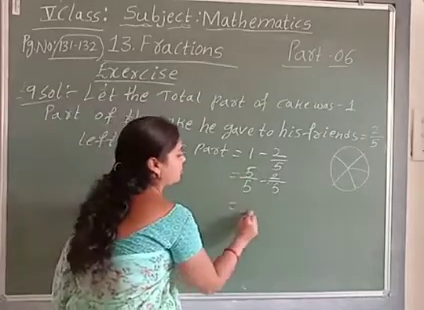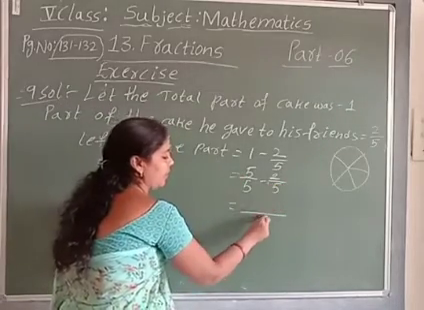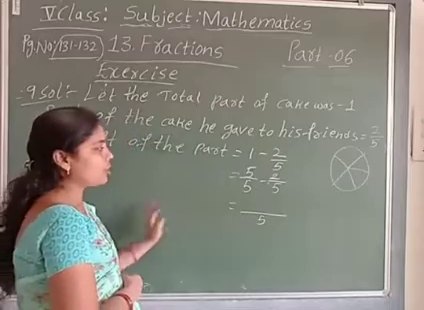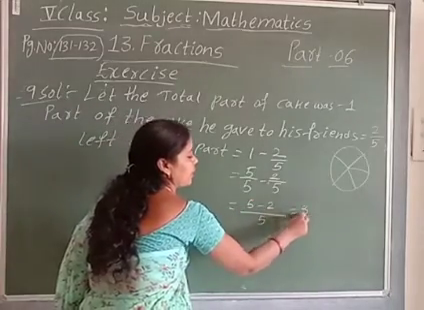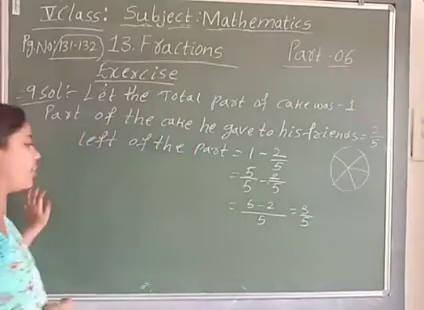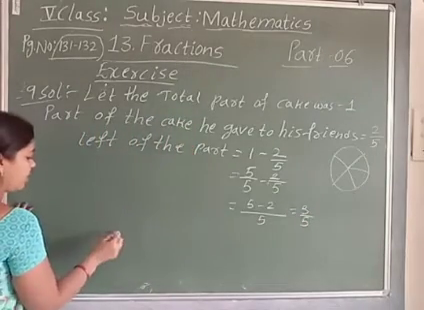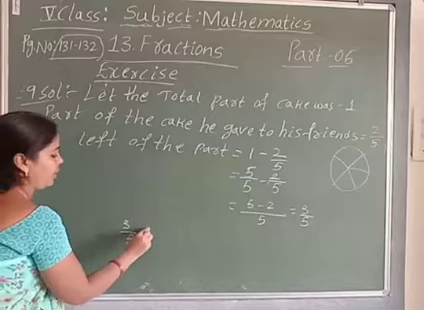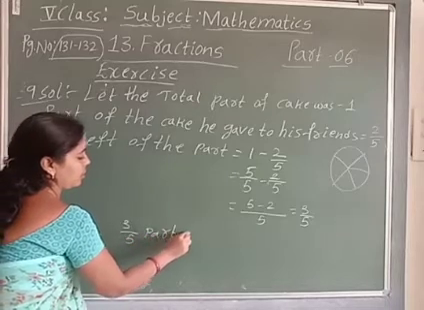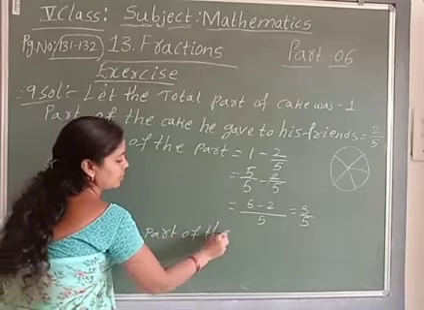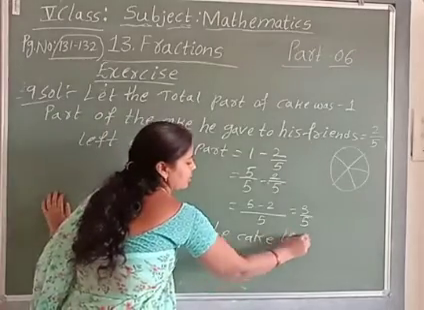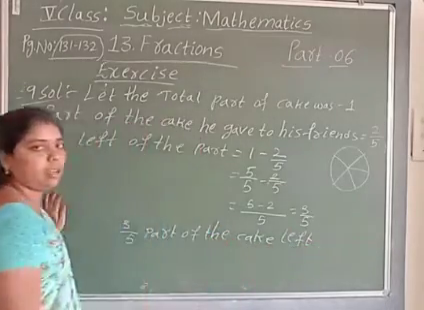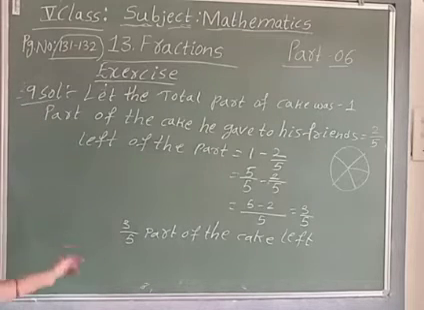So here the denominator is the same now. First of all, keep the denominator. Then the numerator will subtract: 5 minus 2, 3/5. 3/5 part only is left. Therefore 3/5 part of the cake is left. Understand now? Okay children, write down. Note down, children.